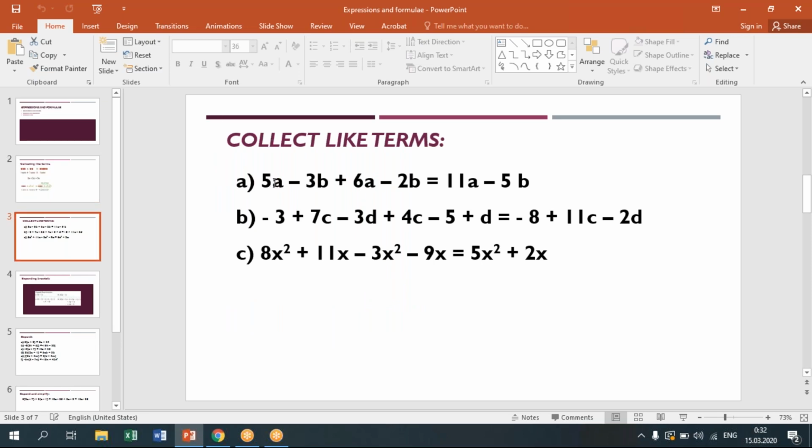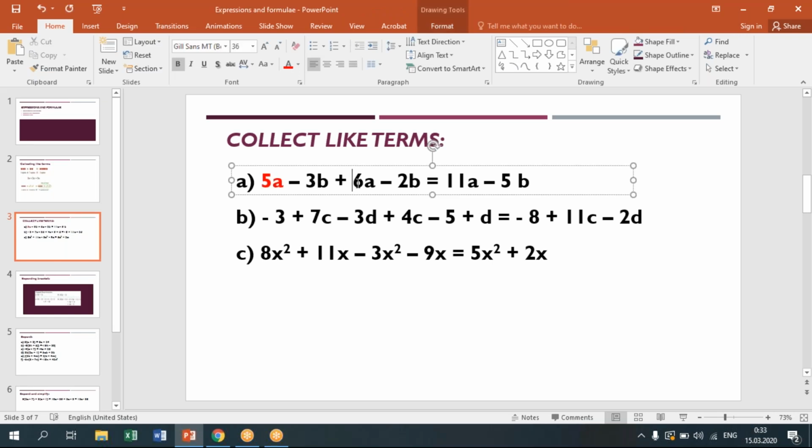In the first one, 5a minus 3b plus 6a minus 2b is equal to. How can we understand that it's equal to 11a minus 5b? Let's do it together. First of all, we can see that we have 5a and the same a here, 6a. Let's make them the same color, 5a and 6a.